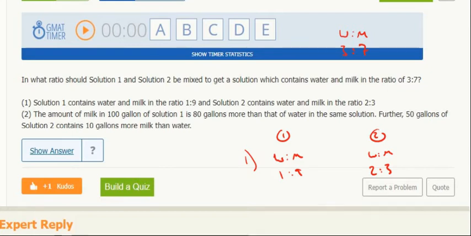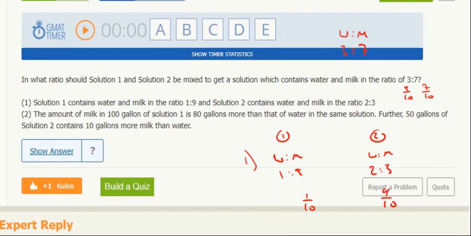Basically, what this one wants is the water to be 3/10 of the total and the milk to be 7/10 of the total, because it's 7 to 3 parts. That's another way of looking at it. So the first one tells us this is 1/10 water. You just choose water. And this one is 2/5 water, or in other words, 4/10 water.